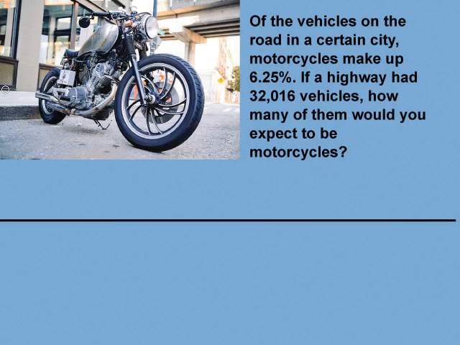Of the vehicles on a road in a certain city, motorcycles make up 6.25%. If a highway had 32,016 vehicles, how many of them would you expect to be motorcycles? Previously, you saw how 25%, which is 1/4, could be used to find the fractional equivalent of 12.5%, which is 1/8.